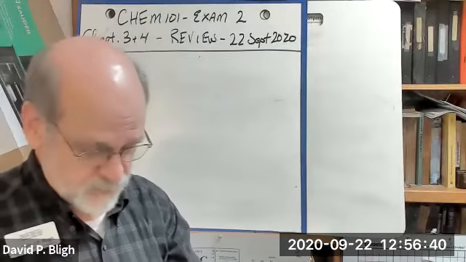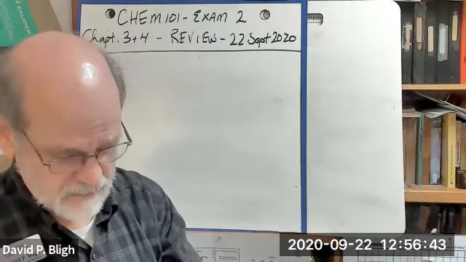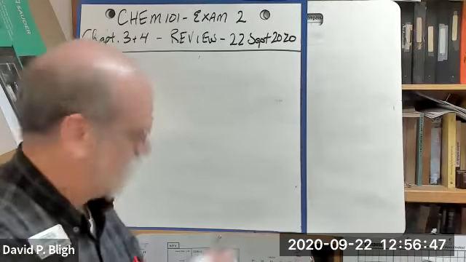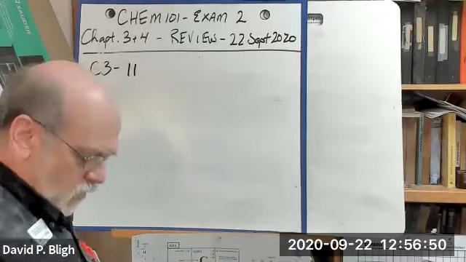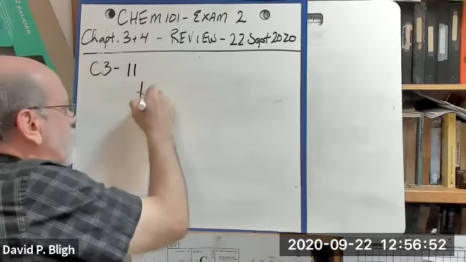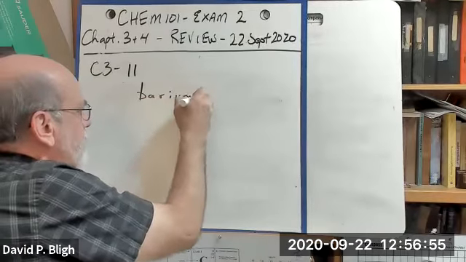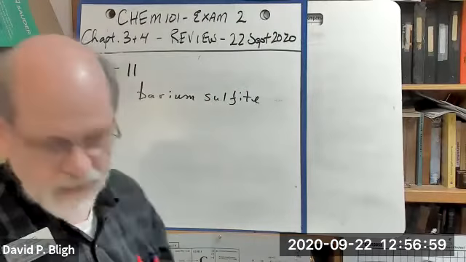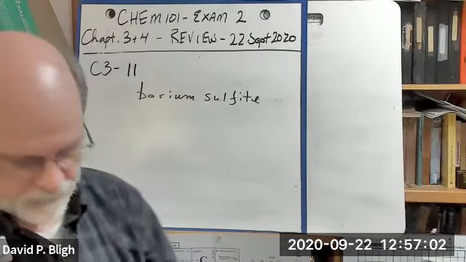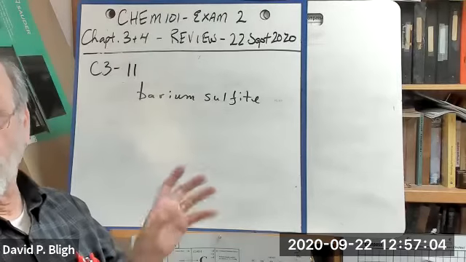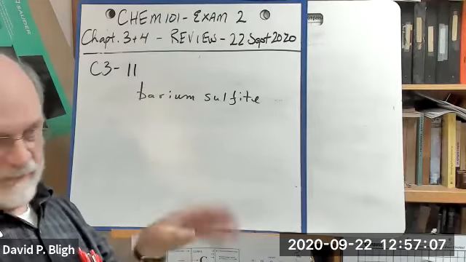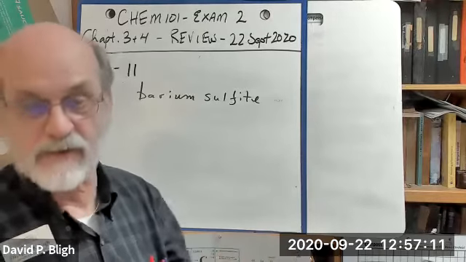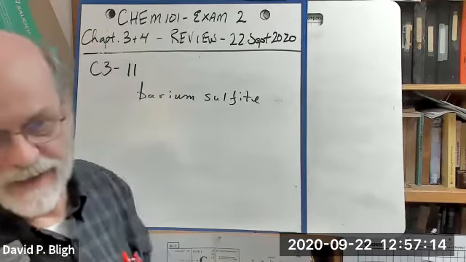Okay, I need to pick up the speed here. How about the molar mass? This is number 11. The molar mass of barium sulfite. What do you need to know to answer that question? You need to know the formula. So that's why I was so insistent on you learning how to write names of compounds and how to write compounds from their names.